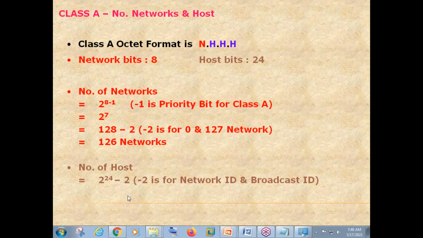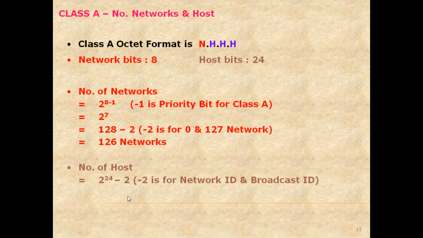So 2 power 24 is actually 16,777,216. This is the number. Minus 2 will be after this number. So minus 2 will be 16,777,214. So 16,777,214 are the IP addresses we got. 16,777,214 are the host addresses we got in class A in each network.